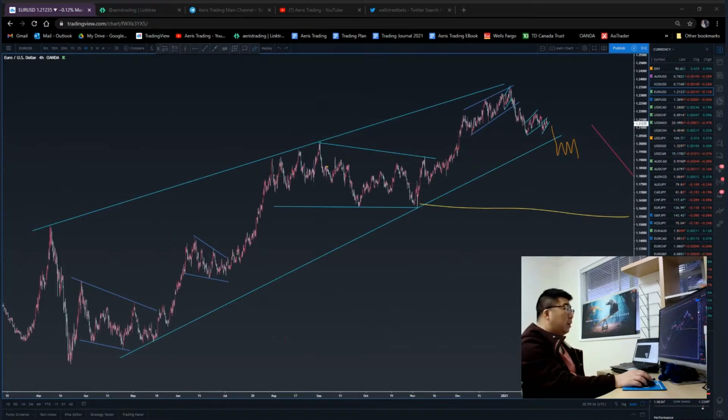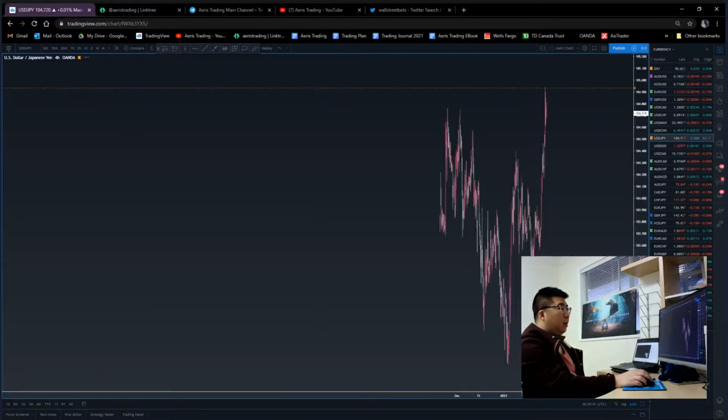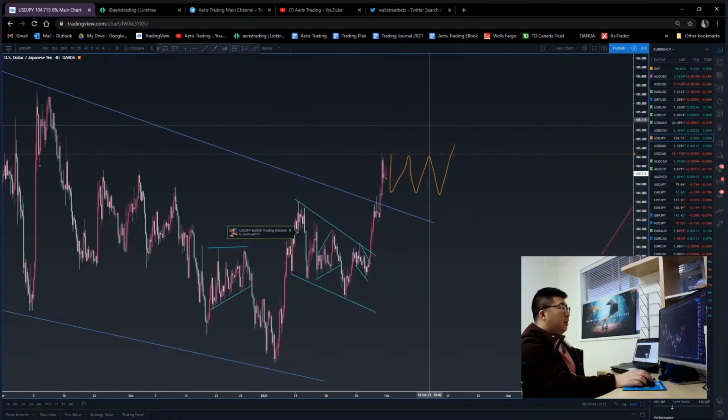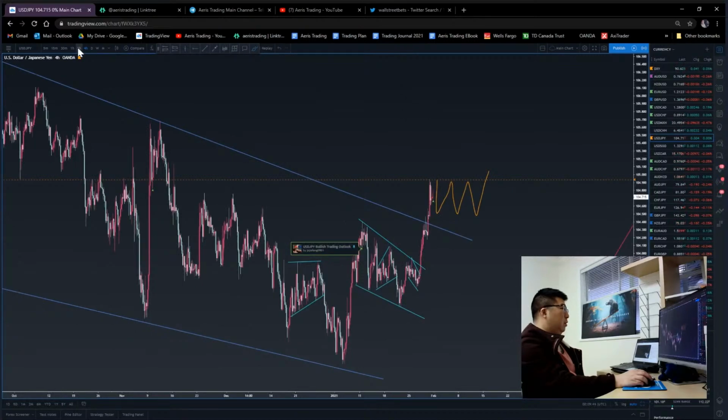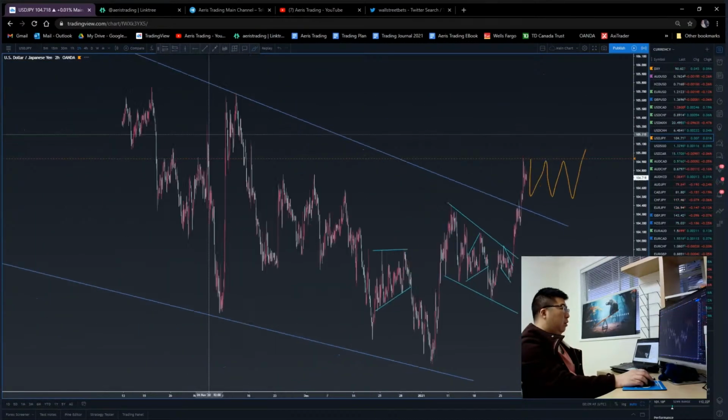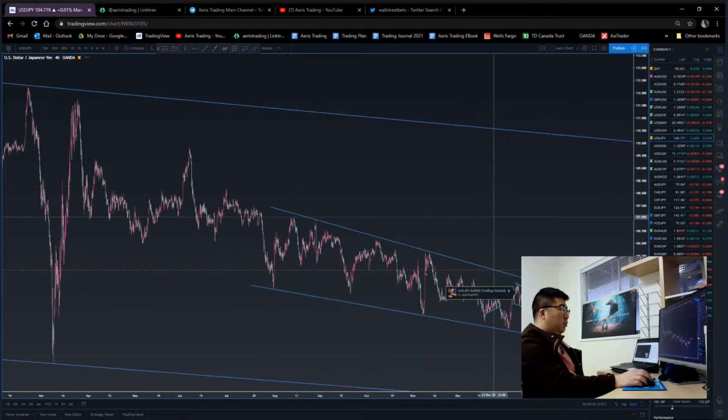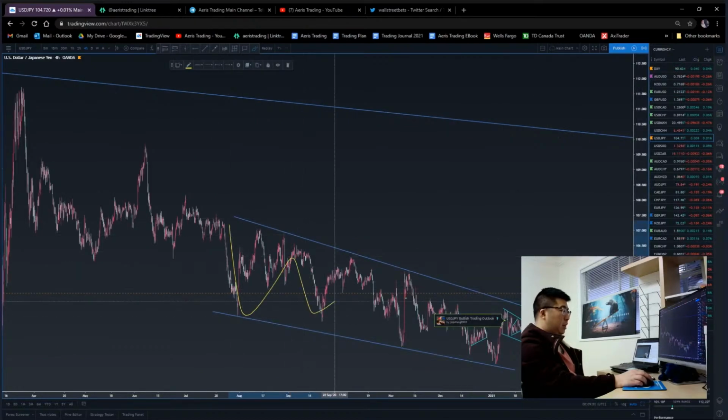Is it time to buy USD/JPY? Well, dollar yen is my favorite going into this week. Dollar yen is clearly my favorite for a long entry. I like this price action. I like this inverse head and shoulder pattern. I like this breakout, right?